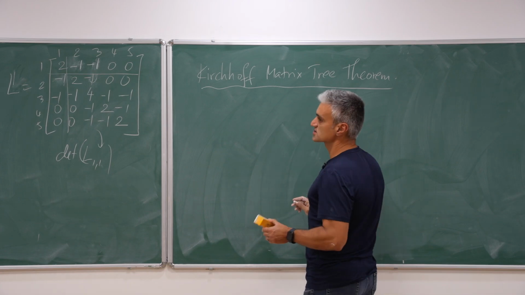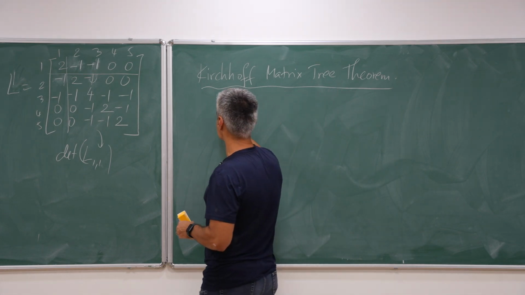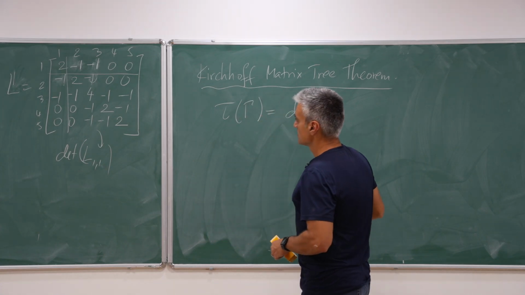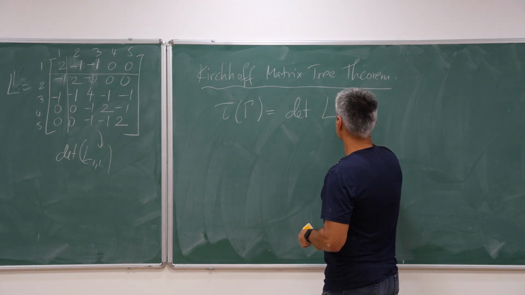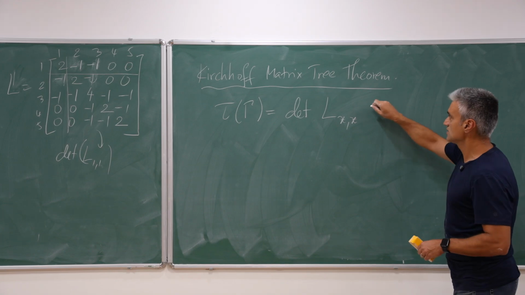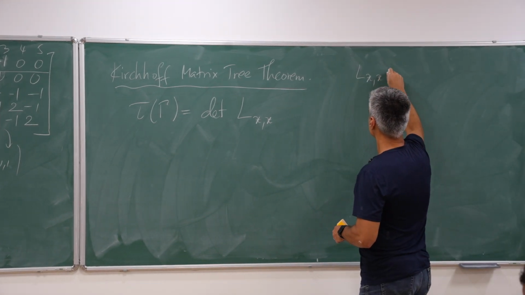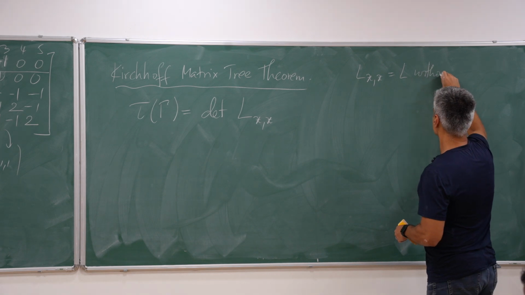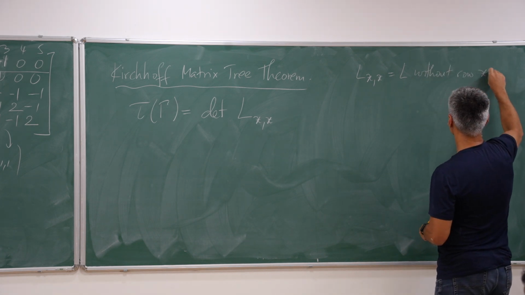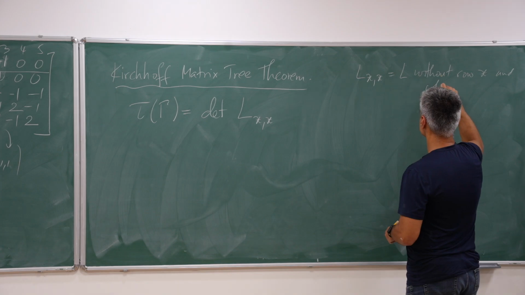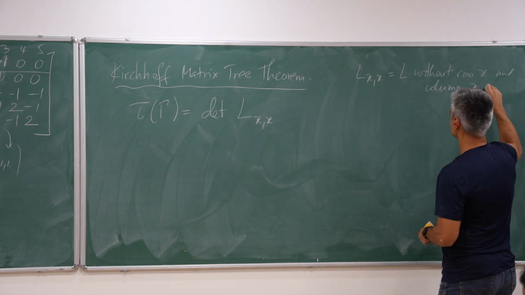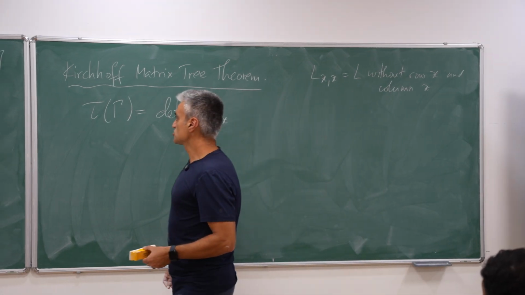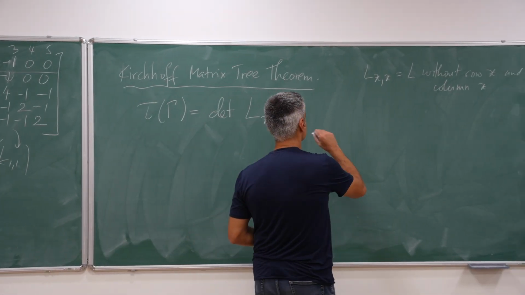And there are many versions of it. The one that I will give you is just this: tau of gamma is the determinant of L(x,x). By this, I mean the matrix L without row x and column x. How can it be? Okay, so we'll do it in a few steps.